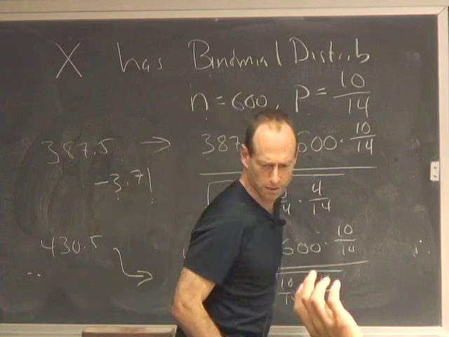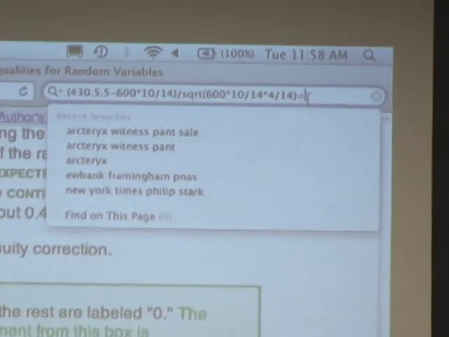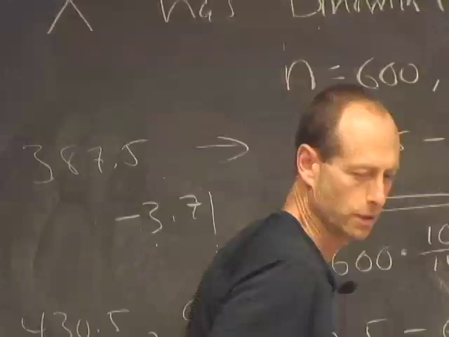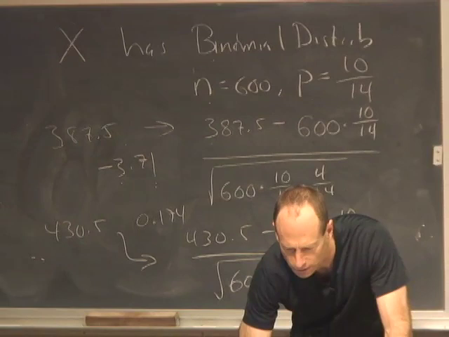Okay, and then in the other direction, this number just needs to become 430.5. Oops, got an extra 0.5. Okay, 0.174. Okay, so let's go back to the applet. Here's an example of it.